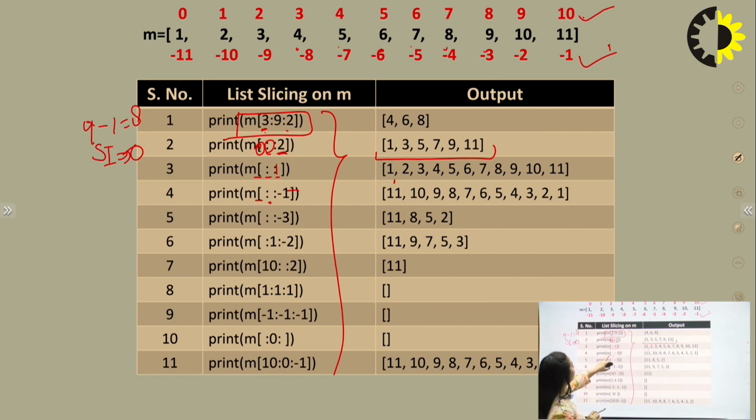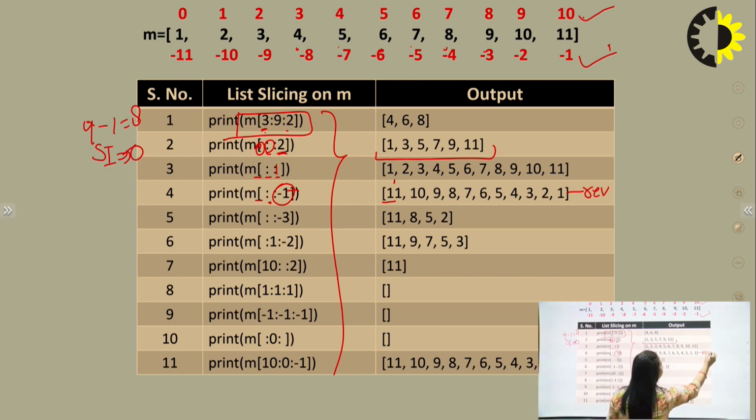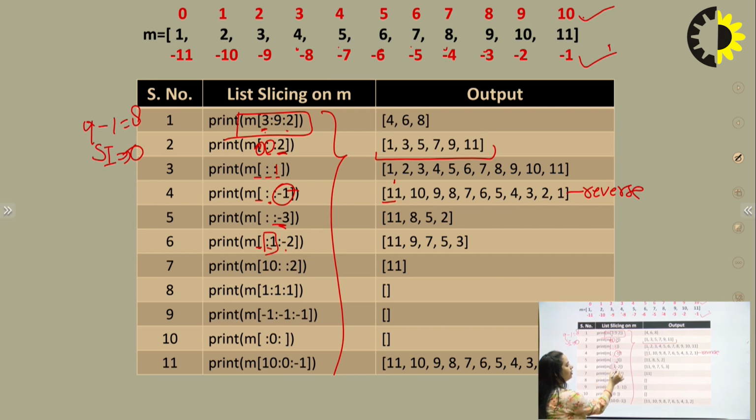Next is the starting index and the ending index. We start from 0, end at 10, and use a jump of minus 1. If we take a negative index jump, then we reverse our list. That means this will print 11 first, and then take minus 1, minus 1 index jumps, and it will reverse the print. Same with minus 3, it will start from minus 1 and jump minus 3 elements each time. And this one has no starting index, ending index is 1, and a jump of minus 2. This will also reverse our list.